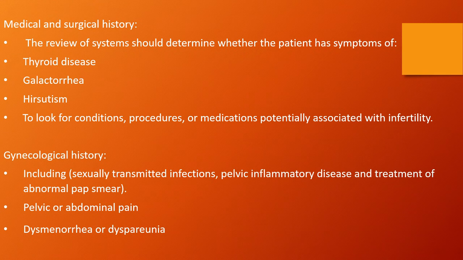Medical and surgical history. The review of systems should determine whether the patient has symptoms of thyroid disease, galactorrhea, hirsutism, to look for conditions or procedures or medication potentially associated with infertility. So here we can just look for any endocrine disturbances or abnormalities.